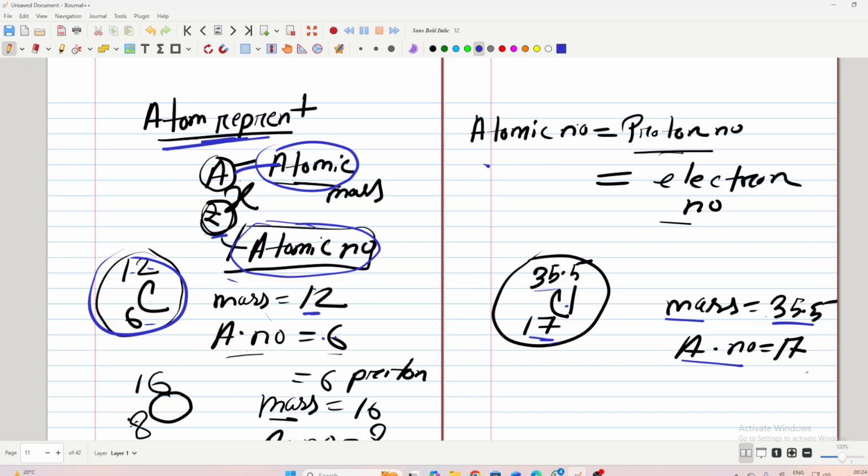Another fact that we have already said is that atomic number equals proton number. That means the proton number is called the atomic number, and we have already said that electron number equals proton number. So atomic number, proton number, electron number, these are all the same.